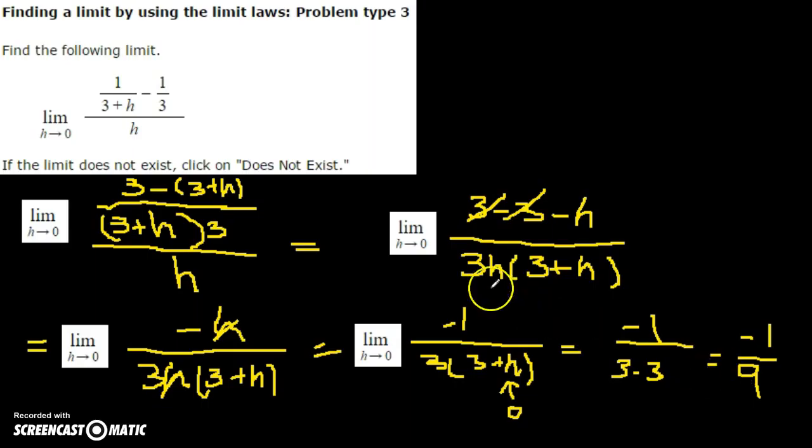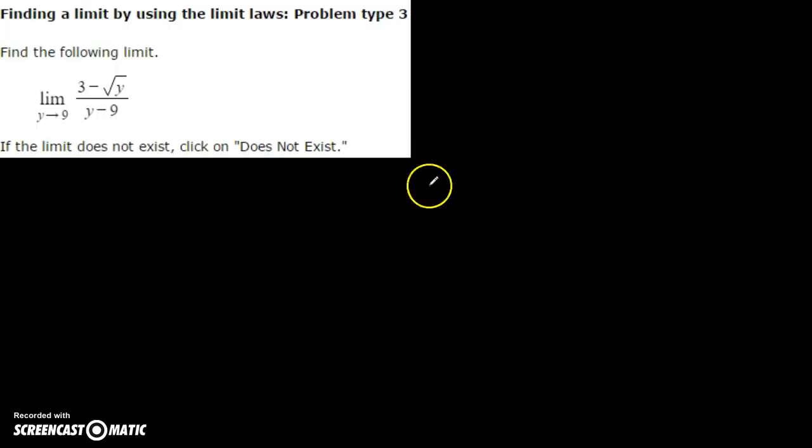I'll show you guys one more example. It is also type 3. You can see that if I just substitute the 9 into my y, 9 minus 9 gives me 0, and that's not good. My denominator cannot be 0. So let's see what we can do. Okay, so I'm going to have the limit, and copy that.